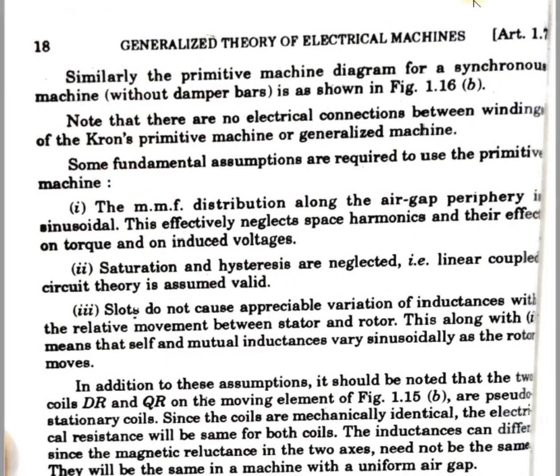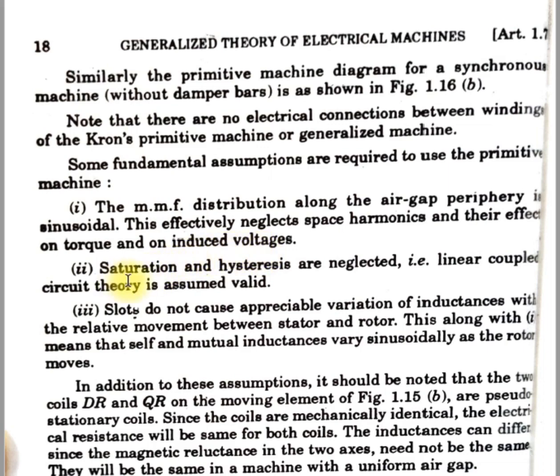Now we need to know that there are no electrical connections between the windings of the Kron's primitive machine, but there are certain assumptions that we are required to use for the primitive machine. The first assumption is the MMF distribution along the air gap periphery is sinusoidal. We keep in mind that we are talking about the sinusoidal distribution in the air gap. This effectively neglects the space harmonics and their effects on torque and on induced voltages.